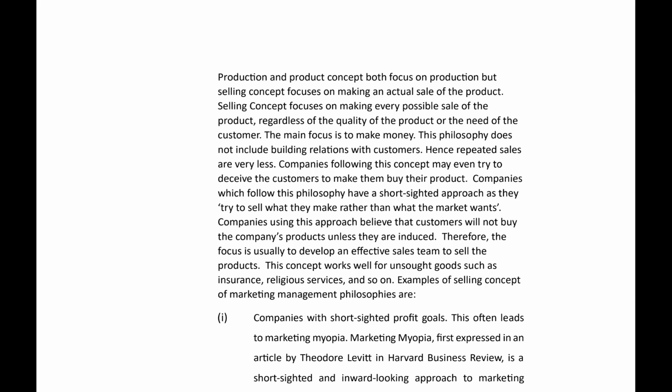So with this concept, usually companies focus on making everything possible to make a sale. But the problem is that this is done regardless of the quality of the product, right? People don't actually regard the quality of the product. They just want to sell. It's about selling. So it does not really focus on the aspect of the quality. The main focus is to make money. So this usually is very, very dangerous, okay?